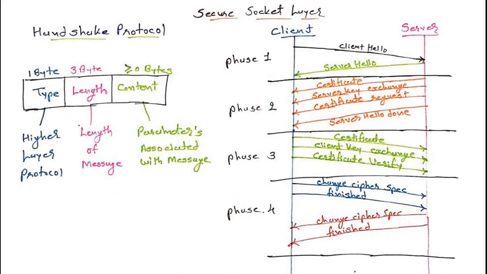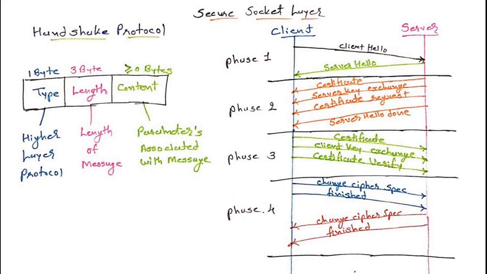So let's see, the next one is the handshake protocol. In the handshake protocol, there are 3 fields: type, length and content. Type is a field of 1 byte, length is a field of 3 bytes, and content is greater than or equal to 0 bytes. Suppose the content is not present, then there are 0 bytes, or if the content is available, it would be greater than 0 bytes, depending on the size of the content.